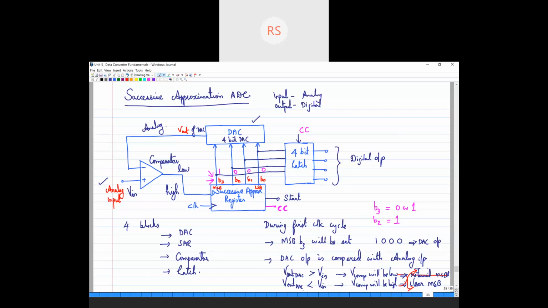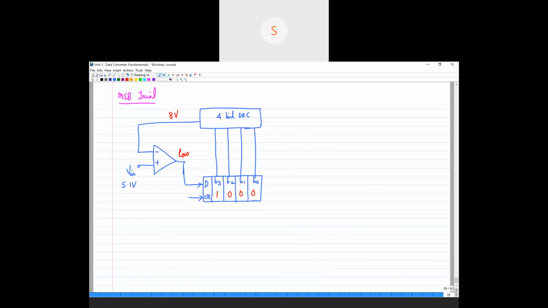No, no, actually low means it's predicting more than the input. Correct. So in this case, I'll clarify that, since I made a mistake in the beginning. Your 5.1 is compared with 8, and when you compare these two, your output will definitely be low. So output low means this has to be cleared. So this has to be reset.